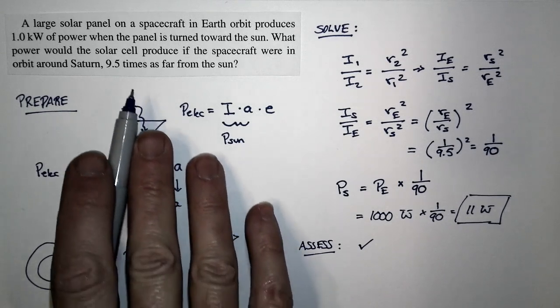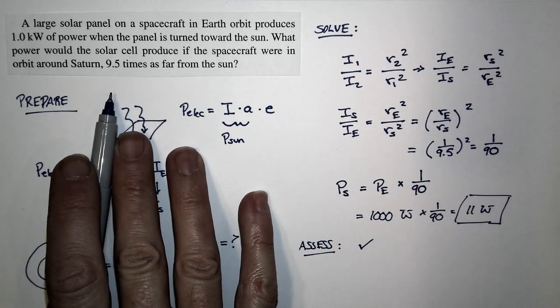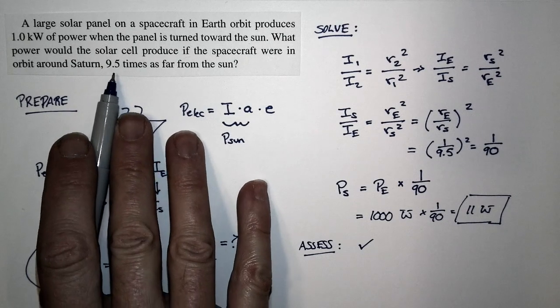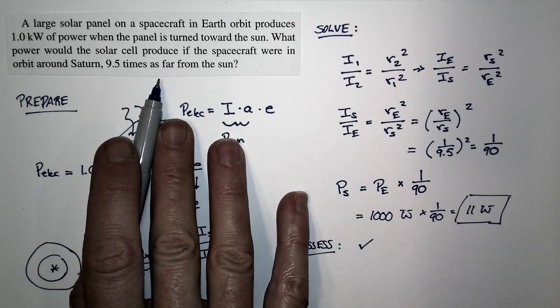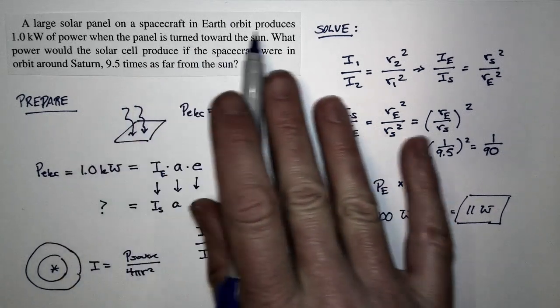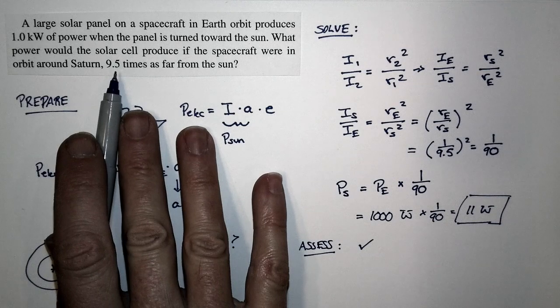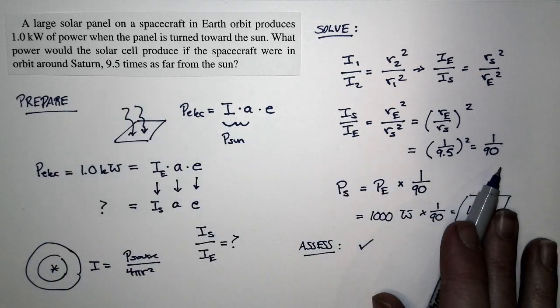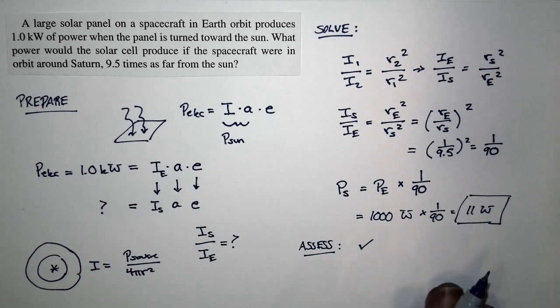We don't need to know the distance from the Sun to the Earth, or the distance from the Sun to Saturn. We just have to know the ratio of those two distances. Ultimately, this is a problem that you can solve by using ratios: 9.5 times as far, 1/90th as much intensity, and so therefore 1/90th as much power.